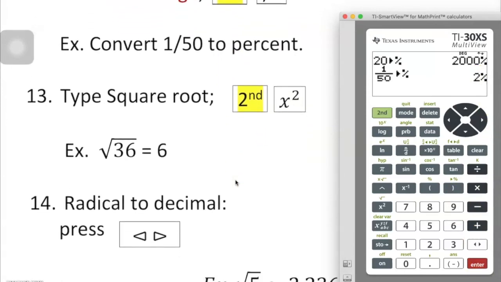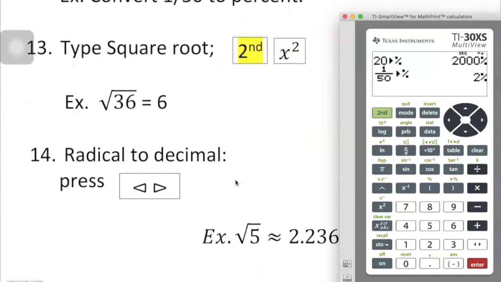Now, number 13 and 14. Here you go. So this time we're going to use square root. So, you know, second x squared. So second x squared is going to give us the square root, and 36 obviously is going to give you 6, clearly. Now, sometimes we do have something that doesn't give us the answer right away, like for example, the square root of 5. It still is radical 5.